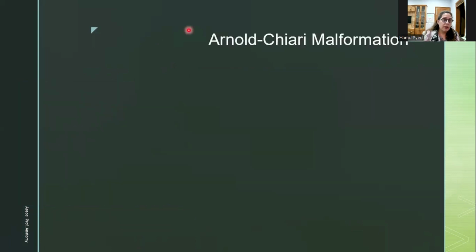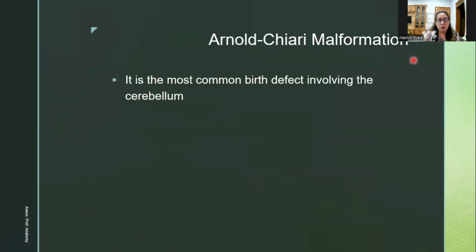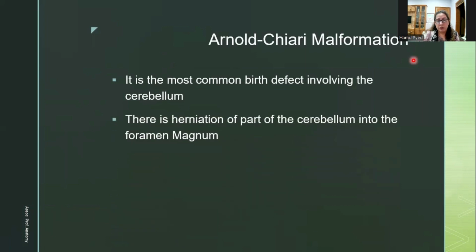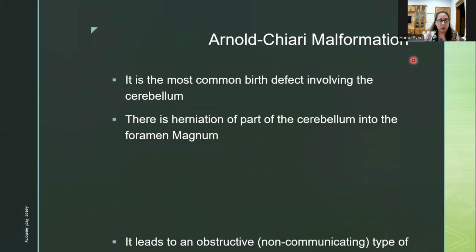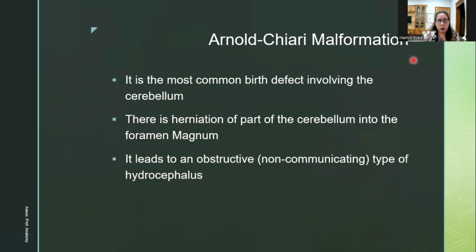Now, what is Arnold-Chiari malformation? I mentioned before that it can cause hydrocephalus. This is the most common birth defect involving the cerebellum. There is a herniation of part of the cerebellum into the foramen magnum, which leads to an obstructive type of hydrocephalus. And this is usually associated with spina bifida.